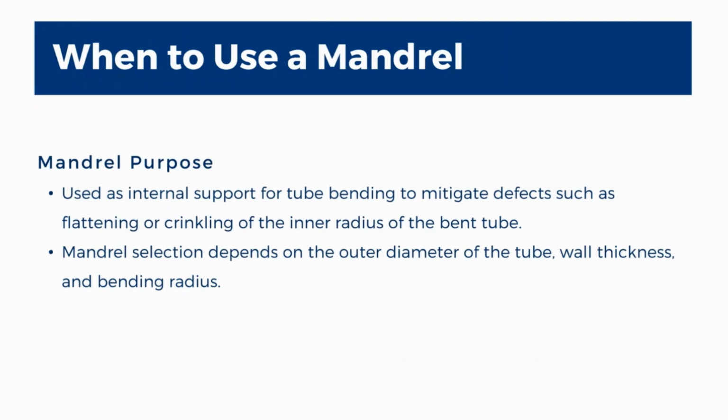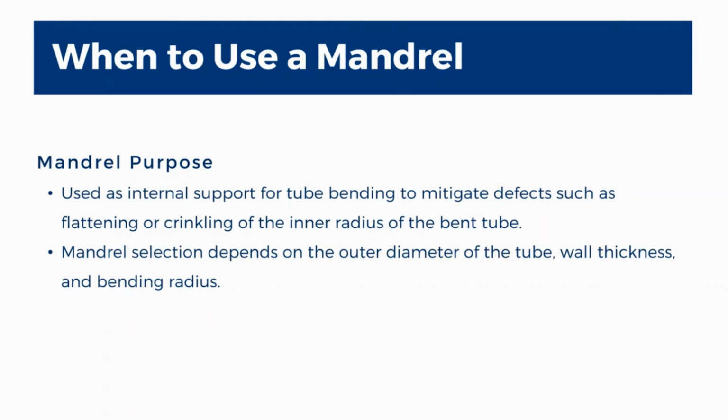Thank you, Michael, and welcome everyone. We will start this webinar with some mandrel basics. The purpose of the mandrel is to provide internal support of the formed tube. This primarily occurs in the outside radius of the bend to keep it from collapsing, and from the inside radius of the bend to keep it from wrinkling. The difficulty of bend determines the complexity of the mandrel required for the job.